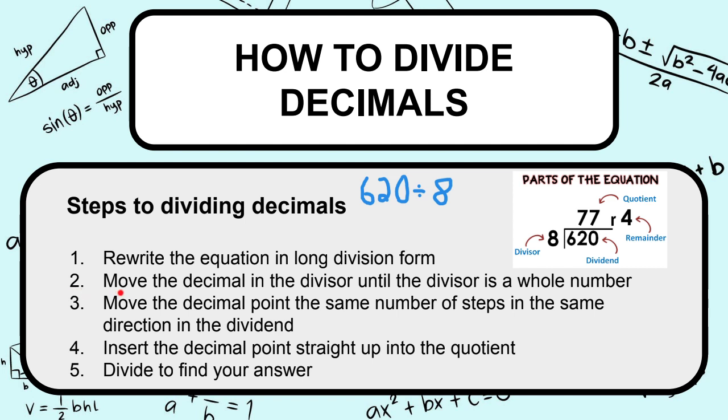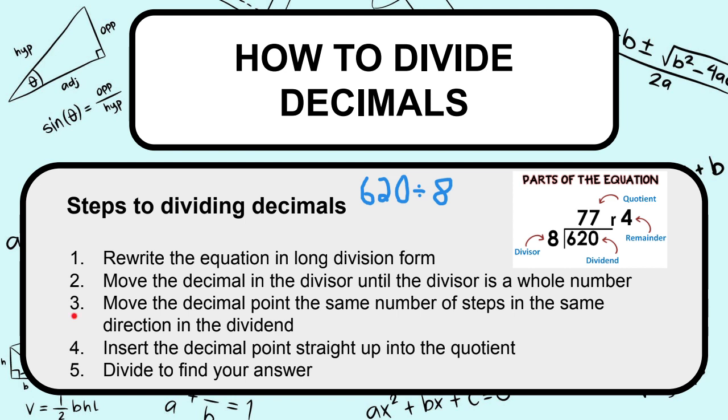Step number 2, you are going to move the decimal in the divisor until the divisor is a whole number. So in this example, the divisor here is 8, right? This 8 here is the divisor. There's no decimal in it, so you don't have to move the decimal place at all. But let's say that you did. You'd have to essentially move the decimal point to the right until the number is a whole number.